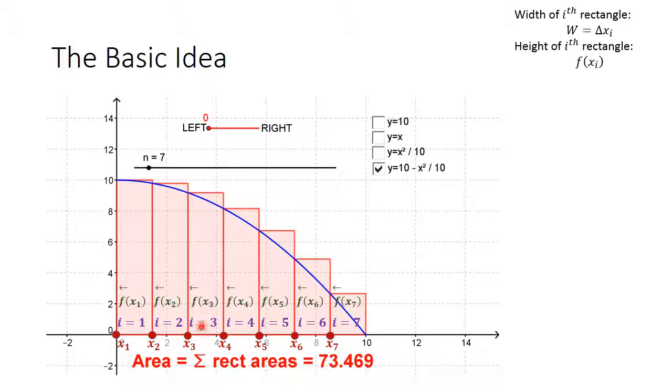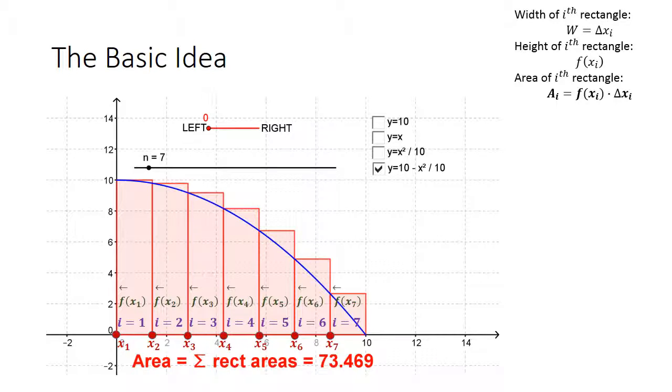So, for the third rectangle, we have i equals 3, and delta x sub 3 is this rectangle's width. I've chosen x sub 3 to be the far left end of this rectangle, so that the height of this rectangle is f of x sub 3. The area then of the third rectangle, in this case, is the height f of x sub 3 times the width delta x sub 3.